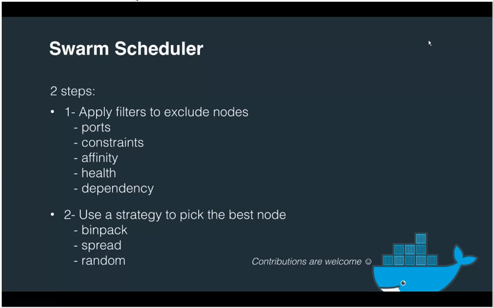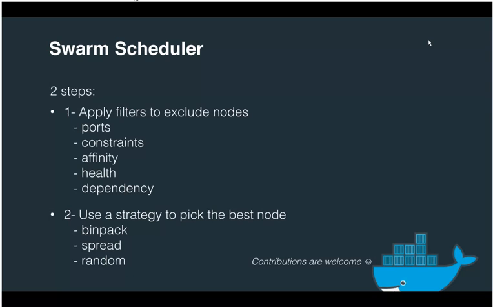So now let's talk about the Swarm scheduler. It's basically done in 2 steps. First, you apply filters to exclude nodes. There's a bunch of filters available, like the port filter. As I told, if the port 80, for example, is not available, you will try to find a machine that has this specific port available for your container to run.